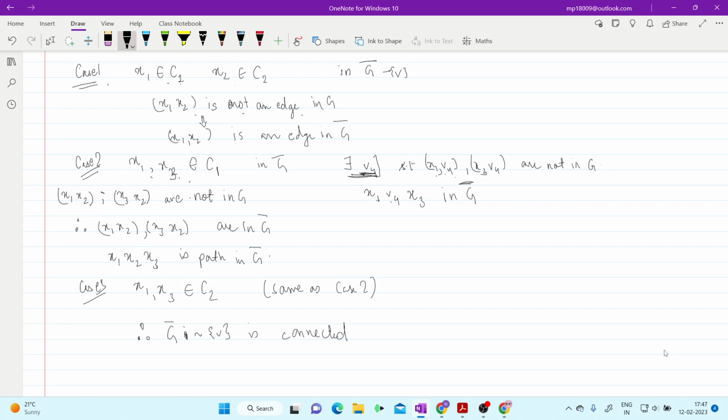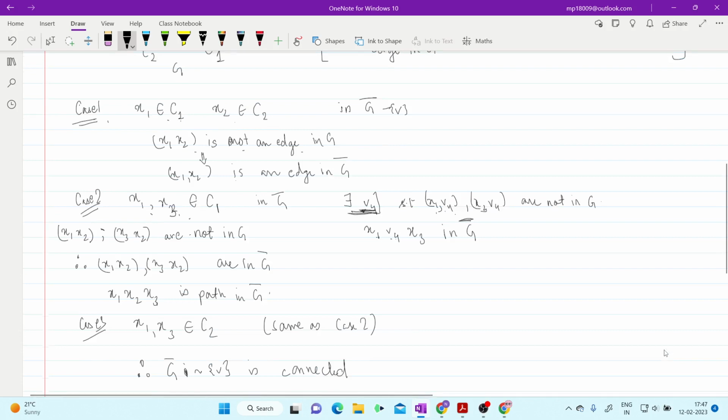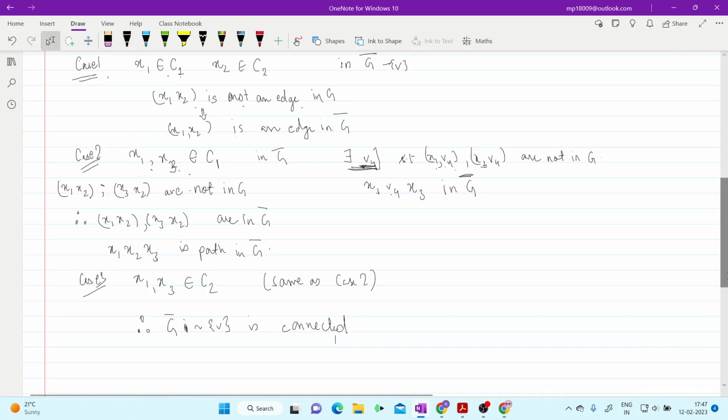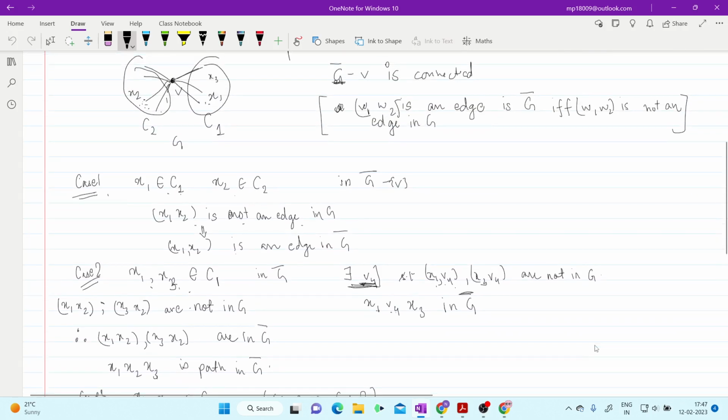So is this question fine? This guarantees that every vertex from C1 has an edge to every vertex in C2 in G complement, no? Sorry, can you repeat your question? Every vertex in component C1 has an edge to every vertex in component C2 in G complement. Yes, that is right. This will be case 1, right? Any vertex in C1 is connected to any vertex in C2 in G complement. Yes, that is true.